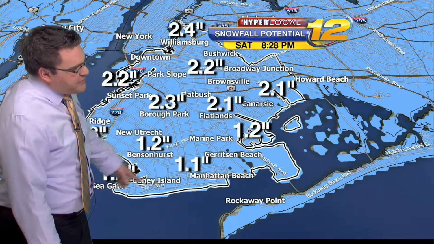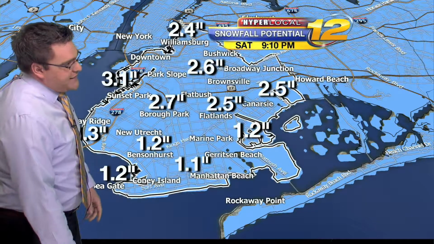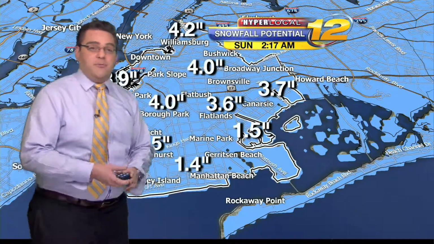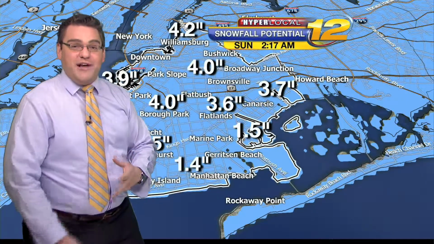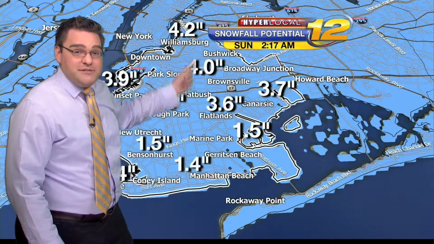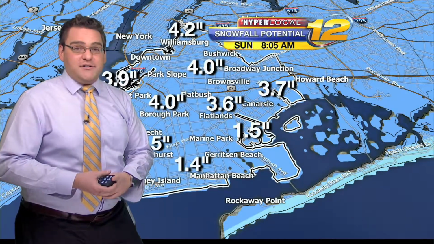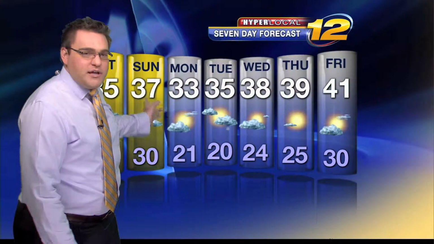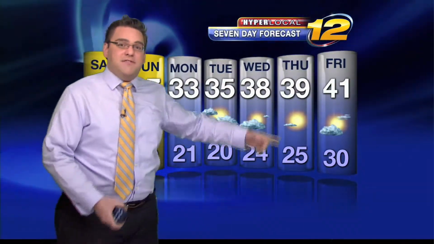Out by Gerritsen Beach and Manhattan Beach, 1.1, and then Seagate tomorrow evening. But again, slightly more, pushing that 4-inch number the further away you head from the shoreline and inland. Even though that's only a matter of 11 miles from tip to tip, that's certainly quite a difference in just a matter of inches. Overall, it looks much colder next week. We'll keep the chill around, and then I think by the end of next week, just in time for winter, go figure, there will be a milder trend.